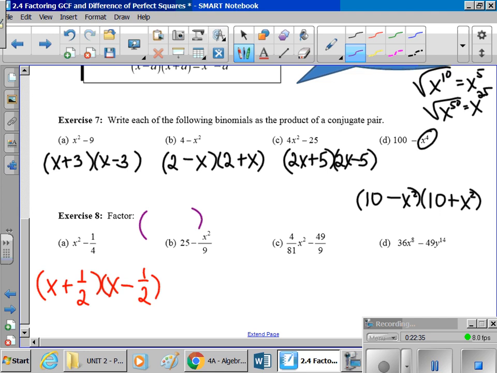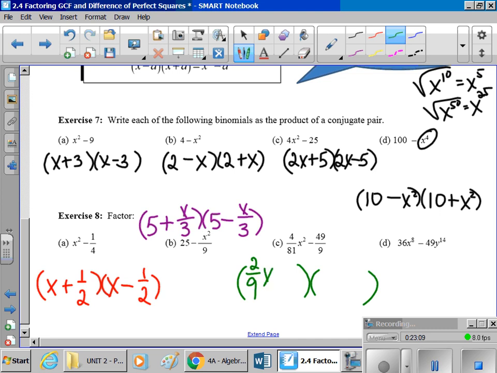How about this one? I'm going to put it up here because I'm squishing down below. Again, first position is 25, so 5 goes in the first position, plus and minus. Square root of x squared is x, and square root of 9 is 3. x over 3. So square root of 4 is 2. Square root of 81 is 9. 2 over 9, x. All right, I'll put the plus and minus this way now. And square root of 49 is 7. Square root of 9 is 3.